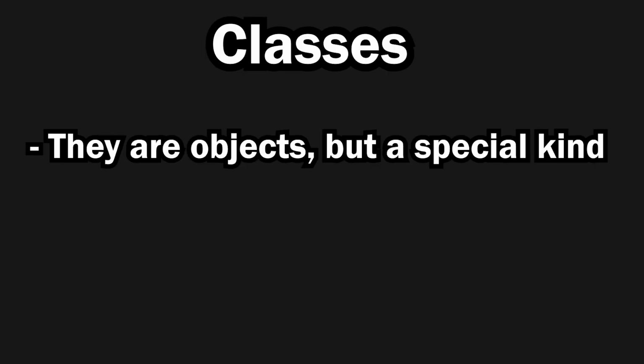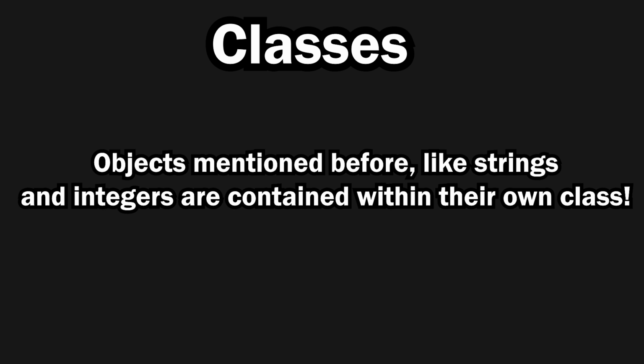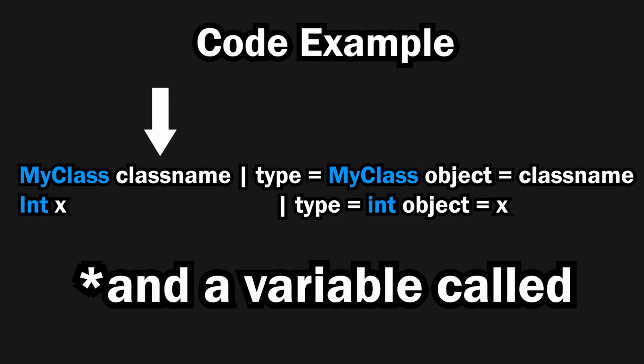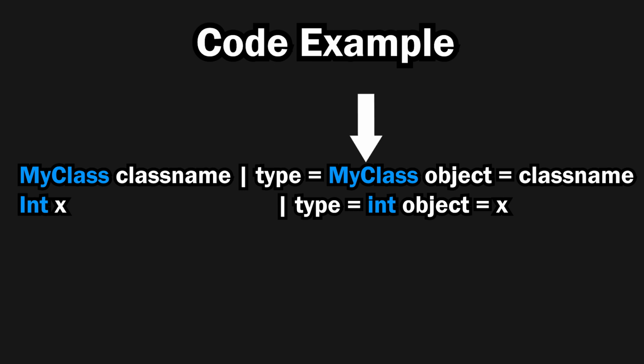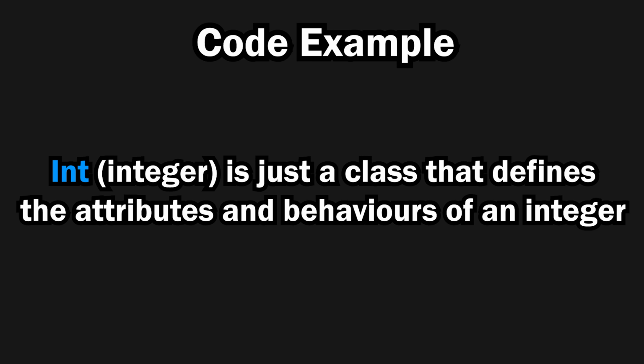I'll start off with explaining classes. Classes are technically objects, though they are a special kind of object as a class defines an object. All the objects we mentioned before, like strings and integers, are technically contained within a class as well. Here's a visualization. If we had a class in our code named myClass called className, its type would be myClass and its object would be className. For int x, its type would be int and its object would be x. Int is just a class that contains the attributes and behaviors for an integer.